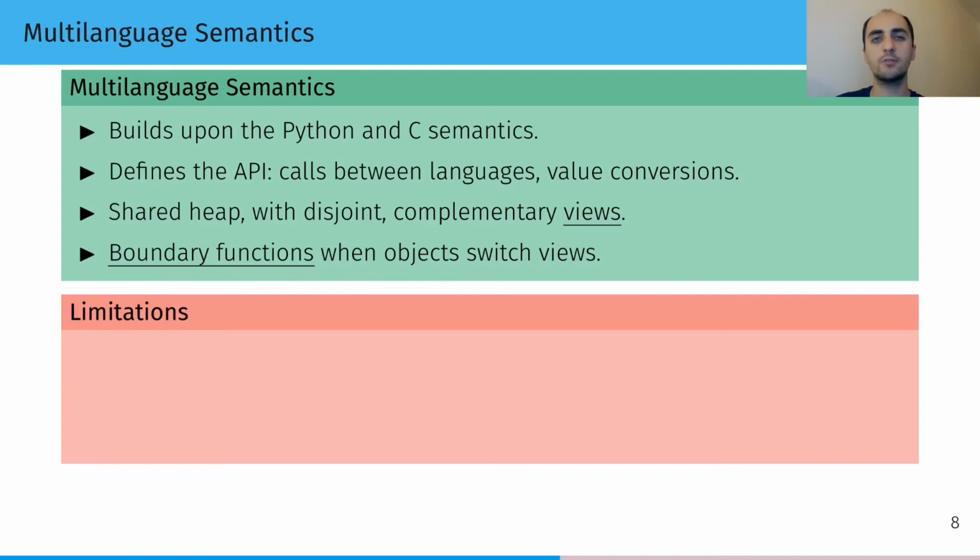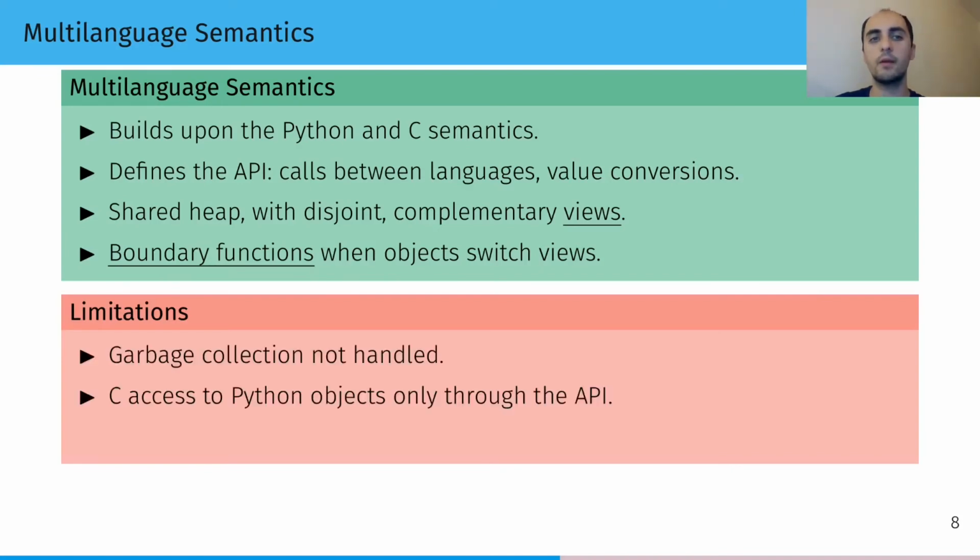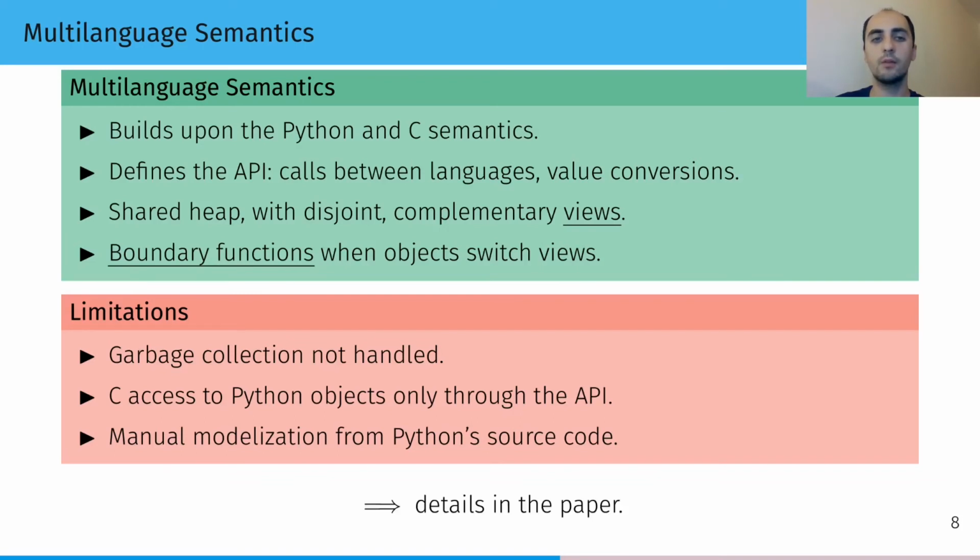There are a few limitations to our current approach. We do not support garbage collection. C code can only access the values of Python objects through the API. And we've performed this semantics through manual modelization from Python's source code. You can find more details about the semantics in the paper.